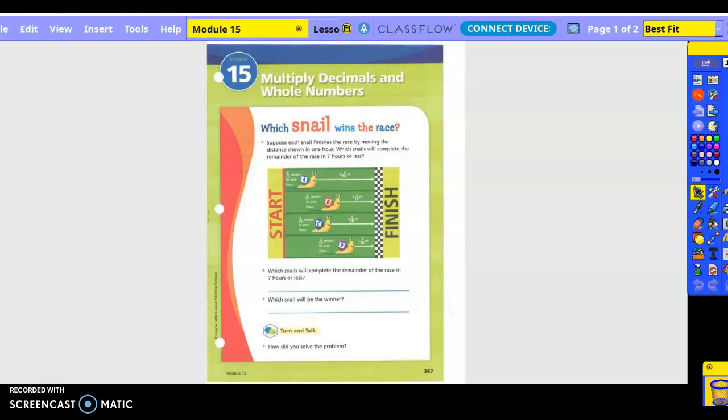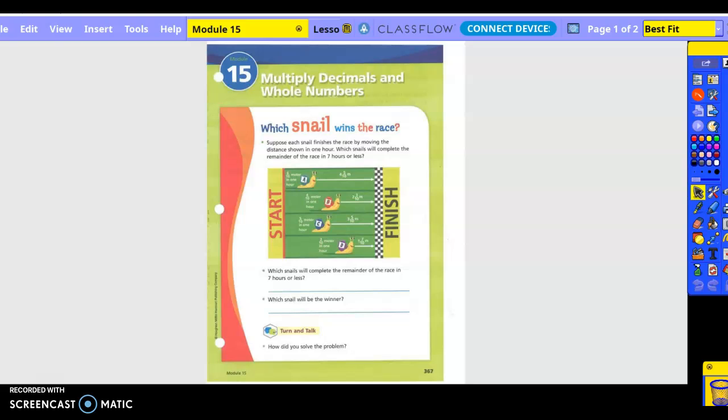So we kind of maybe estimate, right? A little bit to kind of help us. So which ones will finish in 7 hours or less? What do you guys think? So 6/10 of a meter in 1 hour is how far this one can go. 4/10 of a meter in 1 hour. Okay, and then 5/10 of a meter in 1 hour.